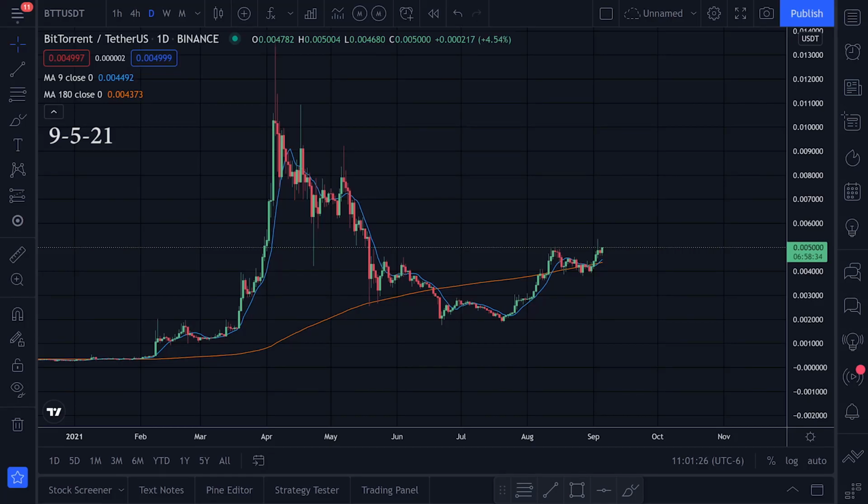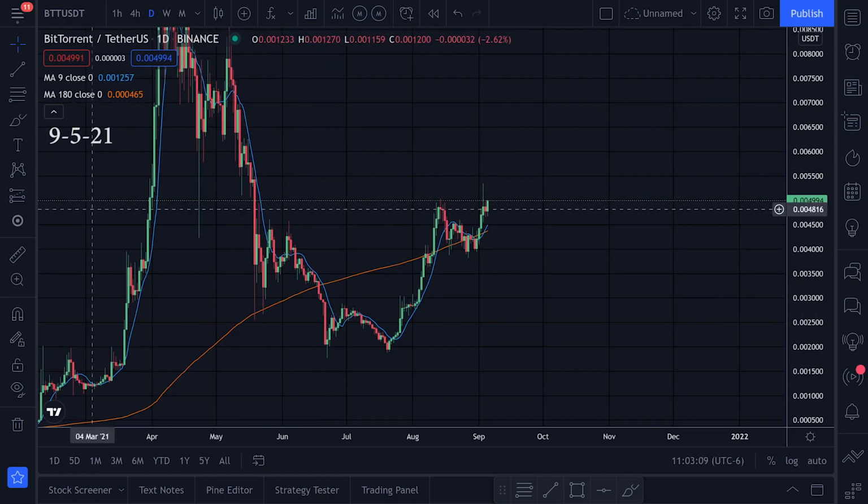Let's take a look at the chart action for BitTorrent, ticker symbol BTT. This is a user request, and this is also a sample of what you can get with my Patreon. Alright, so here's what I'm looking at on BitTorrent.